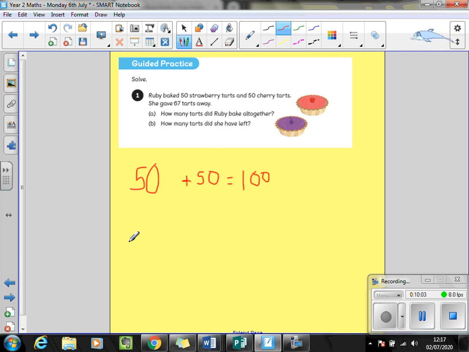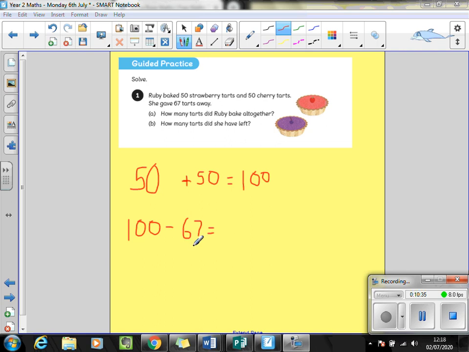Question B then is where it gets a bit trickier, because question B, we want to know, after she'd made all those tarts, how many she had left. So the calculation we need to be doing is the 100 tarts that she baked in the first place minus the 67 she gave away. Now, I wonder what method you used to solve this problem. There are various ways you could do this, but I'm wondering if you used the most efficient method.